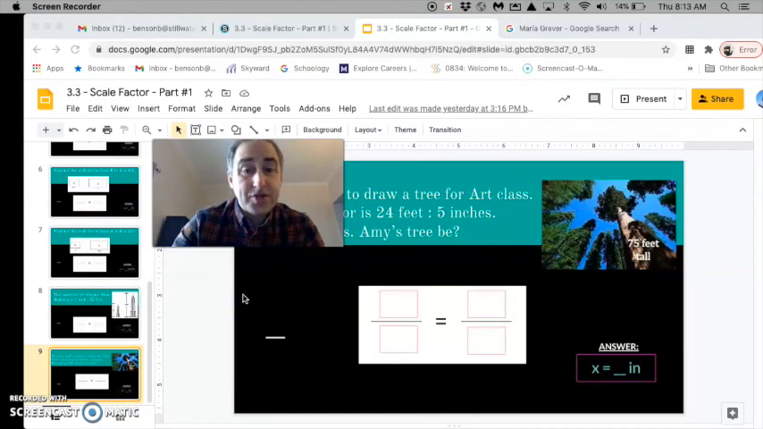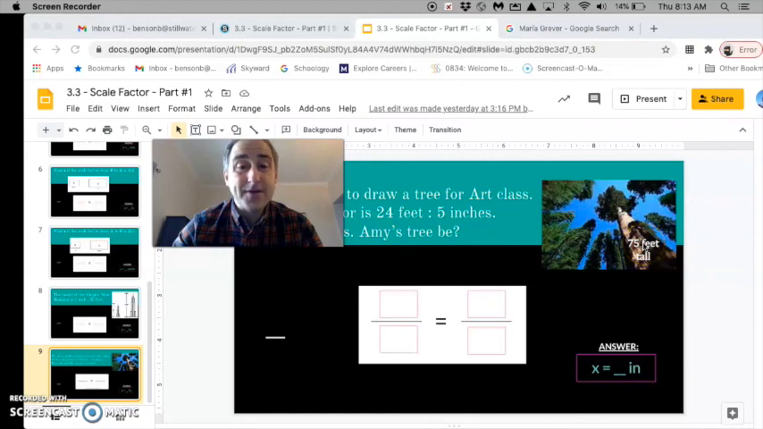Sometimes we're given the information in a story problem. In this story problem, we see there's a tree and it says it's 75 feet tall. Miss Amy needs to draw a tree for our class. If her scale factor is 24 feet to 5 inches, how tall will the tree be? Well, 24 feet to 5 inches. Is her drawing going to be in inches or feet? If we go 24 feet to 5 inches, feet over inches, over here we need to have feet on top, inches on the bottom.